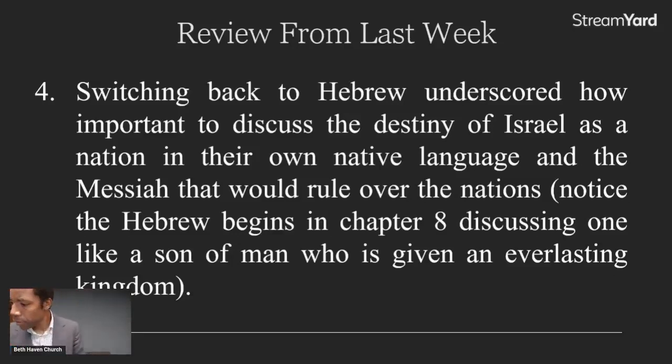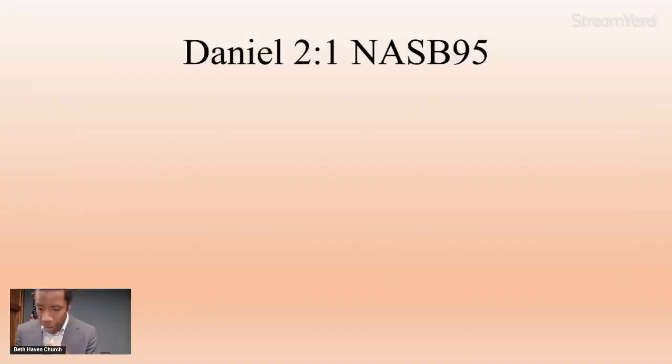Fascinating. Okay, let's go ahead and jump into the text, Daniel chapter 2, verse 1. Now that we have maybe an explanation of why the language switches in chapter 2, verse 4, let's go ahead and read verse 1, and then we'll make some observations.